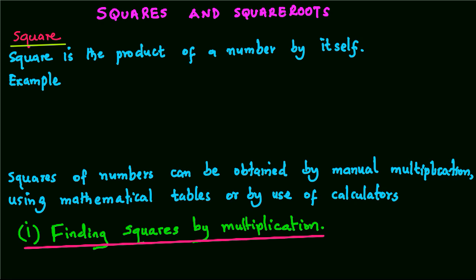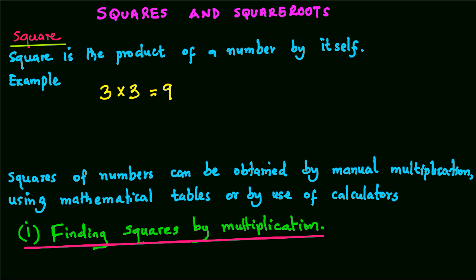For example, if we have 3 times 3, which is equal to 9, then we say that 9 is the square of 3.